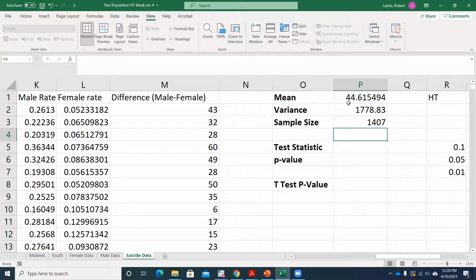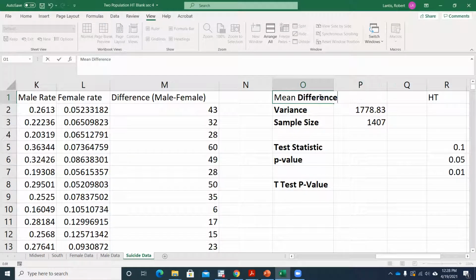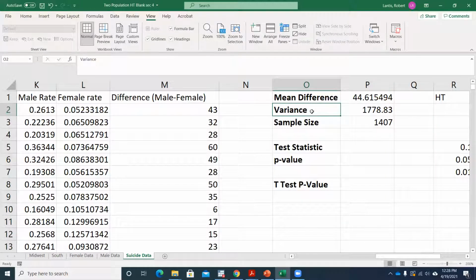We've now got our sample difference, or our mean. You can almost think about this as our mean difference variable. Here's our mean difference variable. Here's the variance on that difference variable. Here's our sample size. And if it helps, this is only a sample variance because we're calculating this from a sample of counties and years.